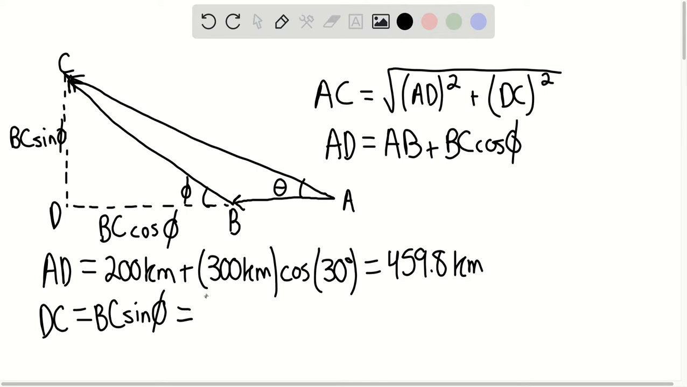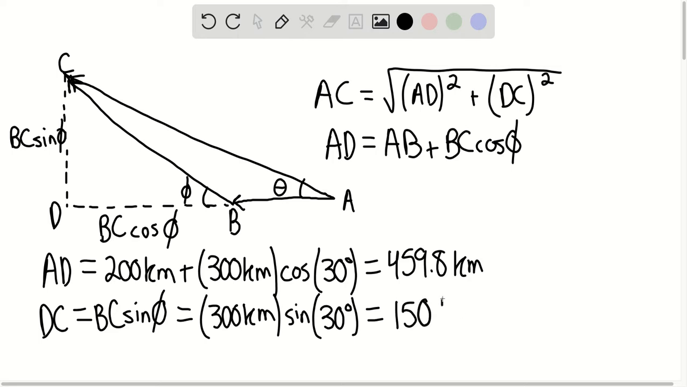We know that DC is equal to BC sine of phi. This is quickly found by substituting, again, 300 kilometers multiplied by sine of 30 degrees. And this is giving us 150 kilometers.